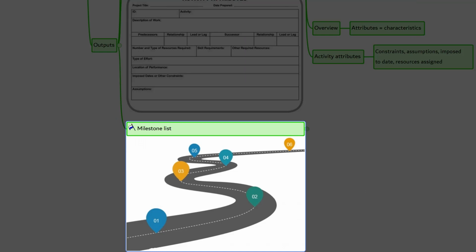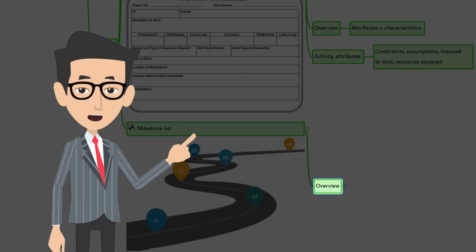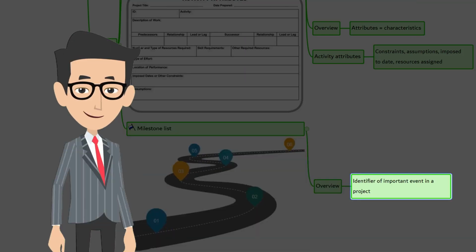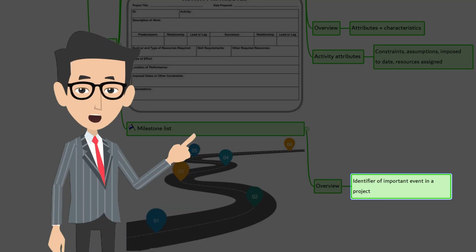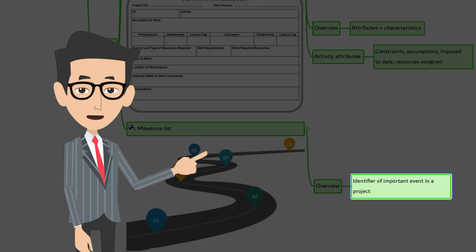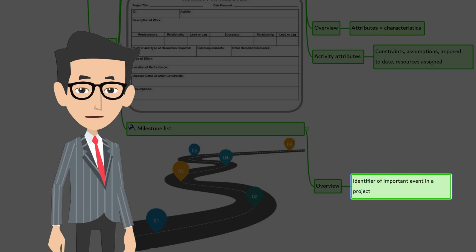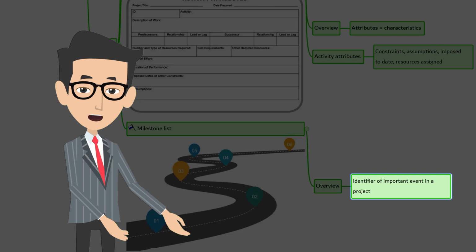The next one is milestone list. Let's look at the overview of milestone list. A milestone is a significant point or event in the project. As we discussed earlier, the milestone list identifies all important key milestones in the project. Here we are talking about the milestone list, not the individual milestone. So remember, the milestone list provides key events list in the project. Milestones have zero duration because they represent a significant point or event. Remember, they don't represent duration because duration of a milestone is always zero.